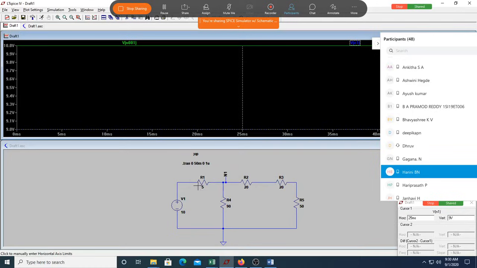Now, assume that I want to measure the voltage across this resistor R1. In such a case, you need to hold it here and not click there. Hold the left key of your mouse and then place the other one here. Can you see the black is also coming? Yes, sir. Now I'll place the black here. What does this actually mean?